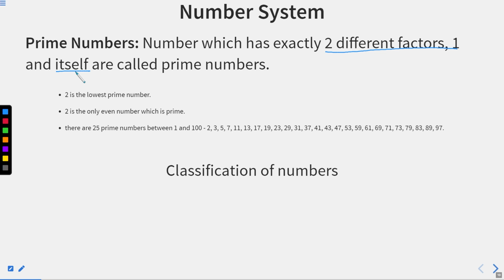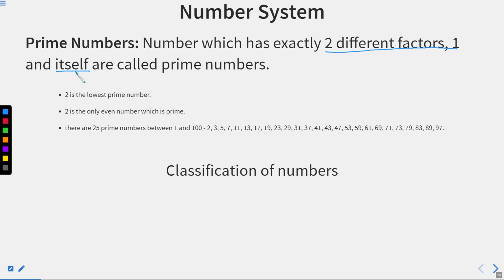For example, if I say 5, how many factors does 5 have? One is 1 and another is 5. So 1 and itself. So it's a prime number. If I ask you what is the lowest prime number, just think. Numbers start from 1, 1, 2, 3, 4, 5, 6 and go till infinity. So 1 we don't include in prime numbers because 1 has only one factor. We don't have two different factors here.